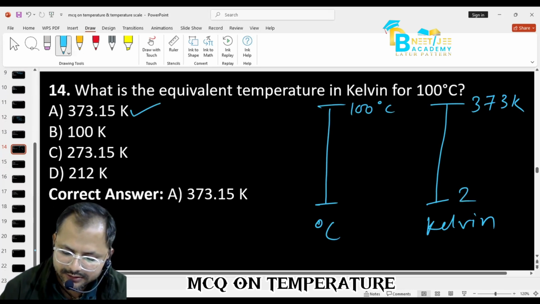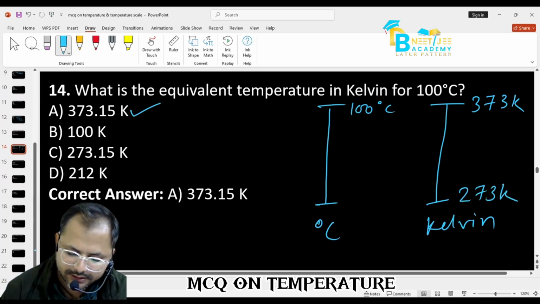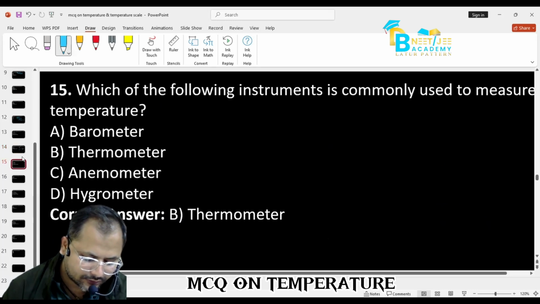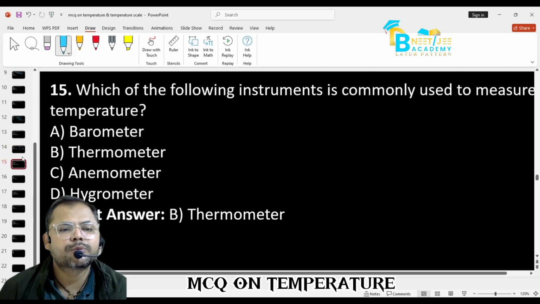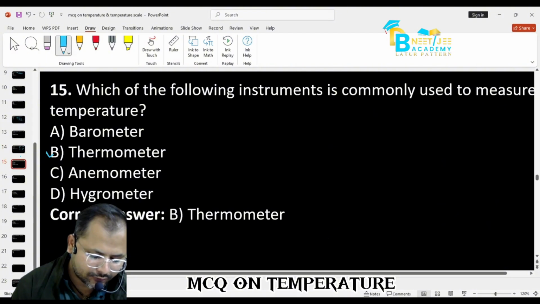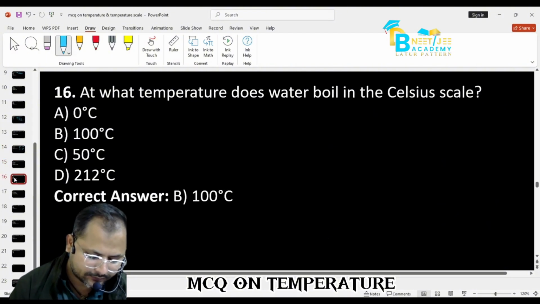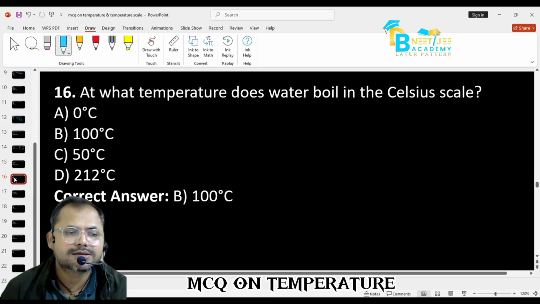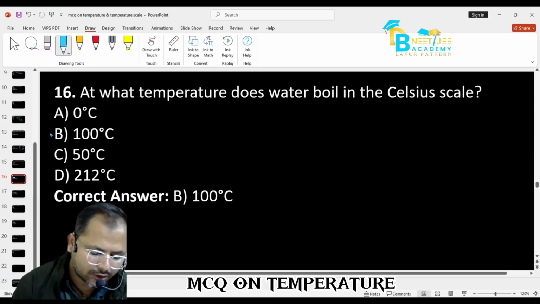आणि आईस पॉइंट किती असते, 273 केल्विन. त्याचं किती असते, 0 डिग्री सेल्सिअस. ठीक आहे. Next question. Which of the following instruments is commonly used to measure temperature? Thermometer is used for measuring the temperature. At what temperature does water boil in the Celsius scale? At 100 degrees Celsius, water boils.